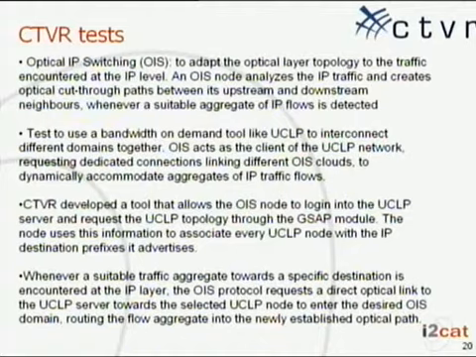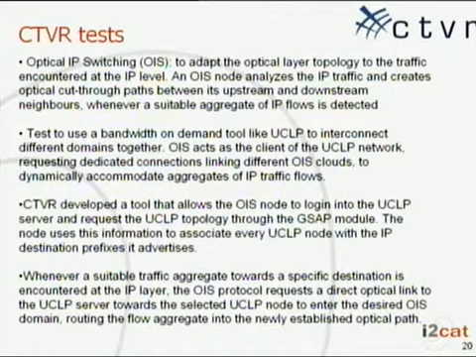So CTVR were working on this system, and what we did together is define a web service interface to them in order to allow their system to be integrated in our system. So basically, as it says here, the idea is to use a provisioning tool like UCLP to interconnect different domains together. So the OES system was acting as a client of the UCLP network. It was requesting dedicated connections, linking different OES clouds to dynamically accommodate aggregates of IP traffic flows.